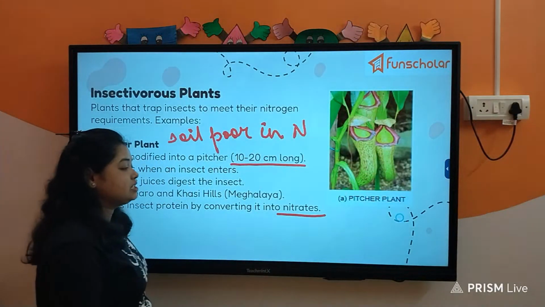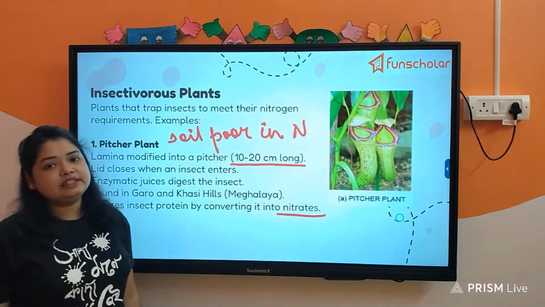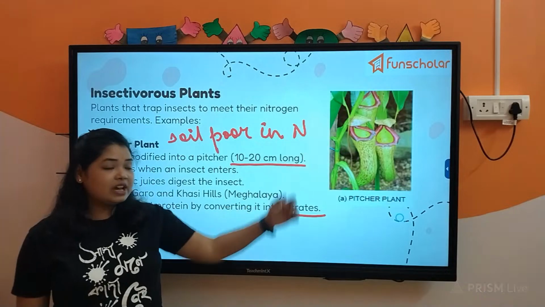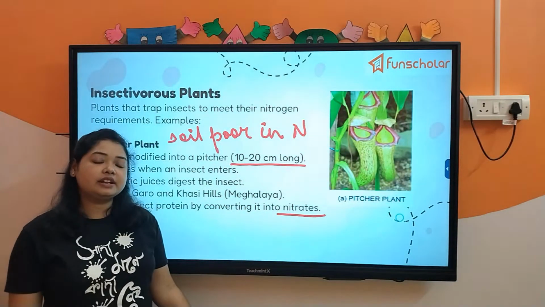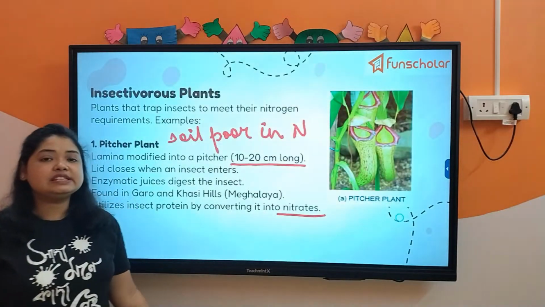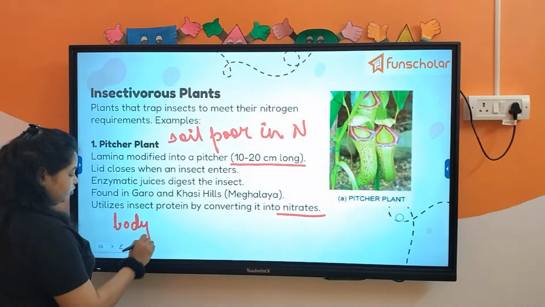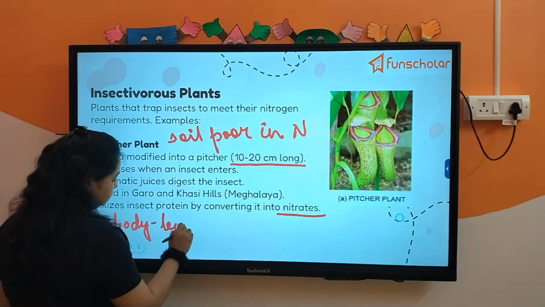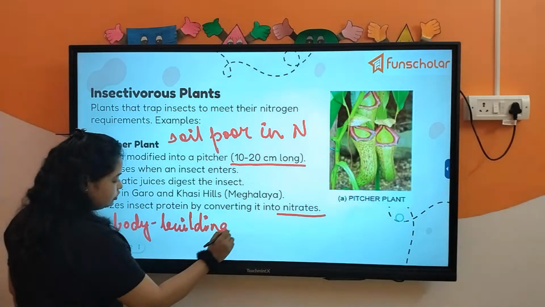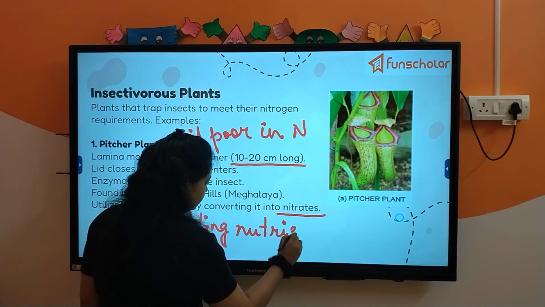Since they cannot take nitrates, as it is lacking in the soil, that is why they have to compensate for that lacking nitrate from the insects. Otherwise the plant cannot actually build proteins, and we know proteins are known as body building nutrient, which helps to grow and develop.